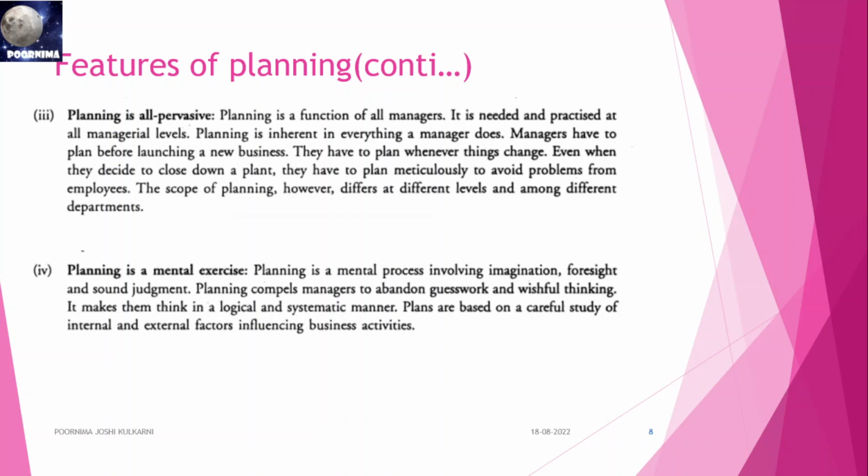Managers have to plan before launching a new startup. Business should have a plan. They have to plan whenever things change. Whenever the change comes, they have to replan again. Even when they decide to close down the plant, they have to plan for it. They have to plan meticulously to avoid problems from the employees. Employees may go on strike over the lockdown of the company. So they have to pay the compensation to the employees and send them home before declaring that lockdown. The scope of planning, however, differs at different levels and among different departments.